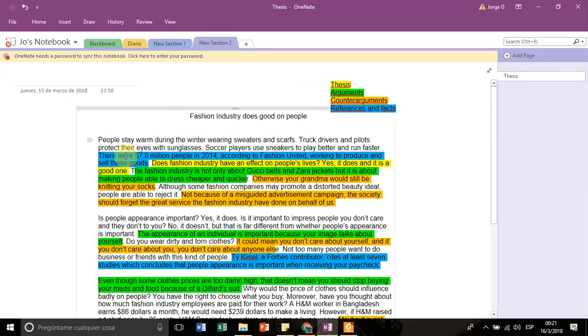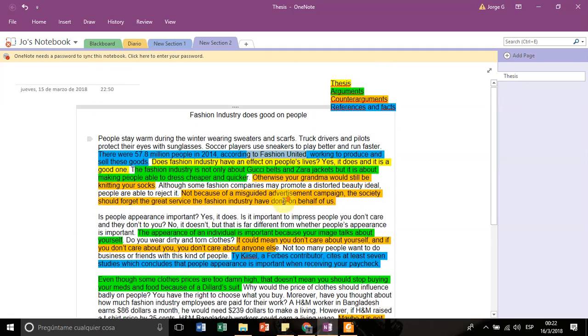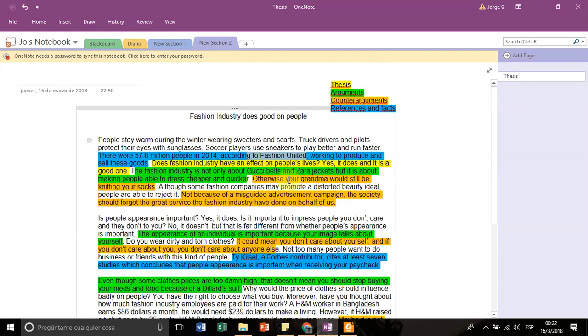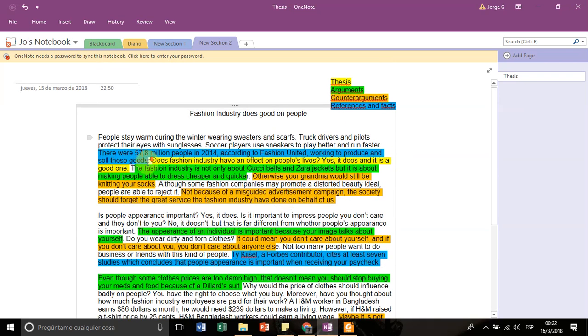And I wrote this: there were 57.8 million people in 2014 working to produce and sell those goods, according to Fashion United. This is very important that you write it, and I will show you in the next examples how to cite your sources. Okay, this is a good hook.